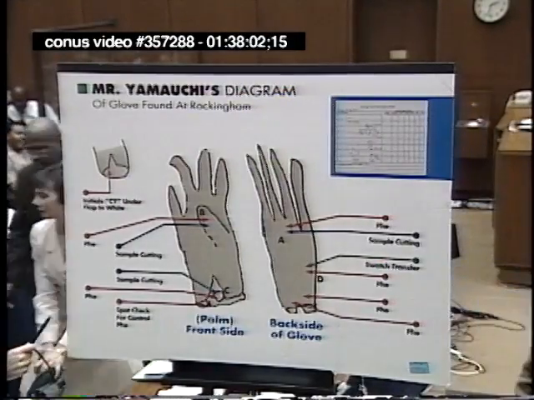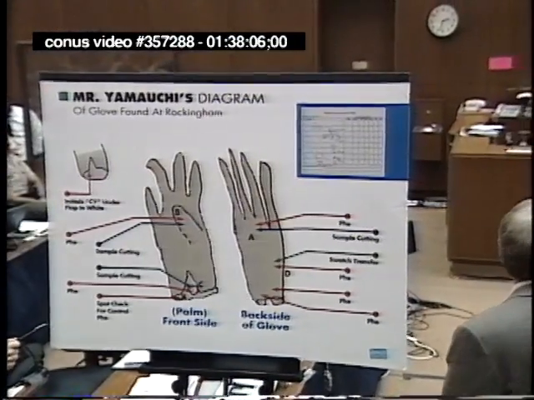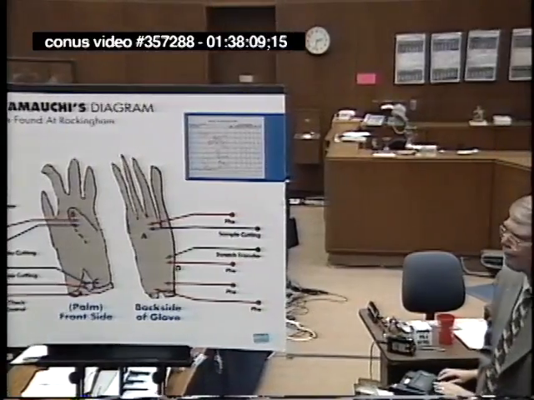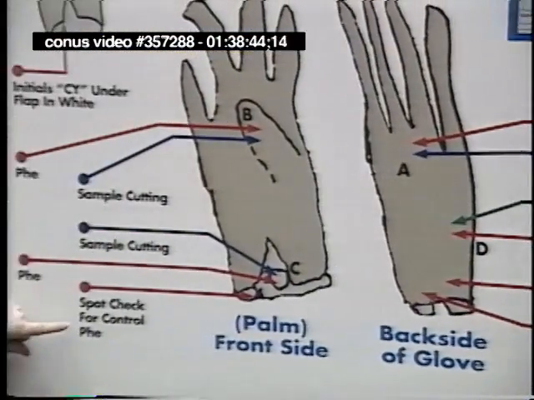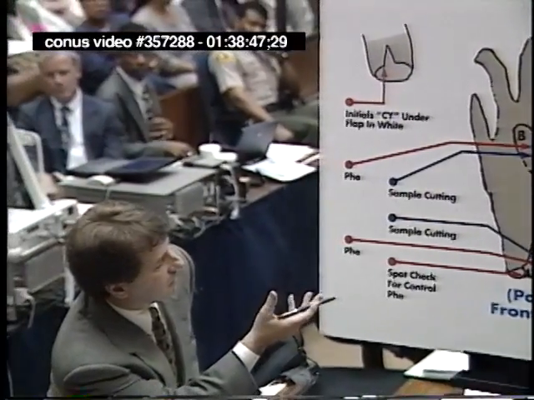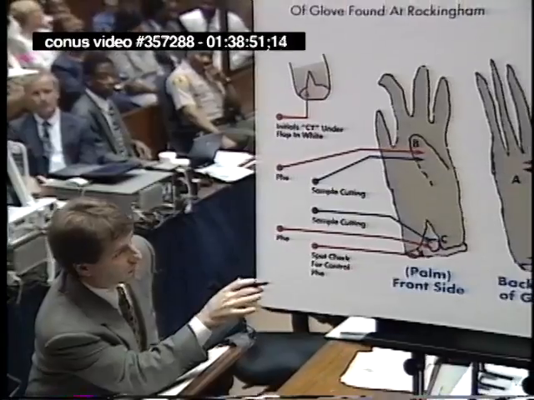Now, Dr. Gerdes, just take a half a step back, would you please? Thank you. Dr. Gerdes, are you familiar with Mr. Yamauchi's testimony that after handling Mr. Simpson's reference tube, opening it up, creating the Fitzko card, that he moved to the analysis of the Rockingham glove? Yes. And have you reviewed his notes as to the parts of the glove that he manipulated? Yes. And you're familiar with his testimony as to the initialing that he did in the wrist area of the glove? The sample cutting, the phenotyping testing, and the spot checks control that he did on the inside palmar surface and the backside of the glove? Yes. All right.